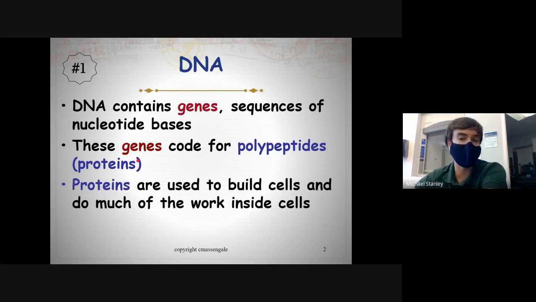Proteins are extremely important for our bodies. They help build cells, they help cells with their functions, they do a lot of the behind the scenes work inside of our cells. So most of the jobs that are done in your body are done by proteins. So DNA has the information to make the proteins that we need.